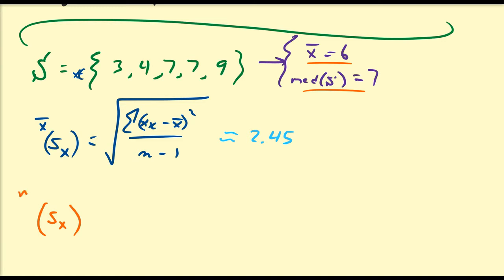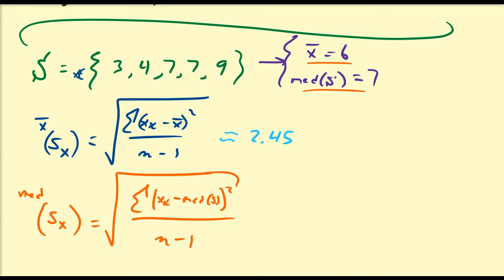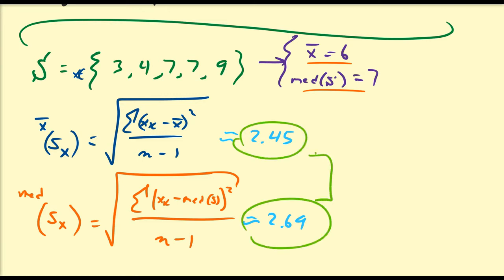So if we calculate this with respect to the median, and I'm denoting these things with subscripts to the left-hand side, this is going to be equal to the square root of the sum of x_k minus the median of S squared, all divided by n minus 1. And you can find that this is approximately equal to 2.69. So these two are relatively close, mainly. I mean, that is a subjective criterion. But as we mentioned before, if we look at this set, subjectively there are no outliers.